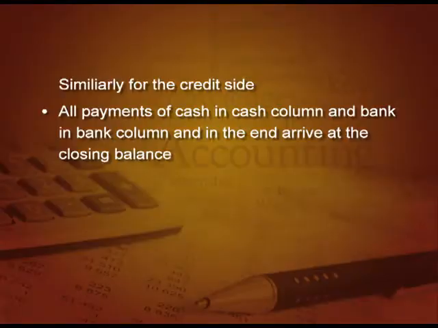If we are paying anything in cash, it will be recorded on the credit side cash column, and if the payment is being made by check, it will be recorded in the bank account credit side, right. When all the receipts and all the payments of cash in cash column and bank in bank column are recorded, then in the end we arrive at the closing balance of cash as well as bank.